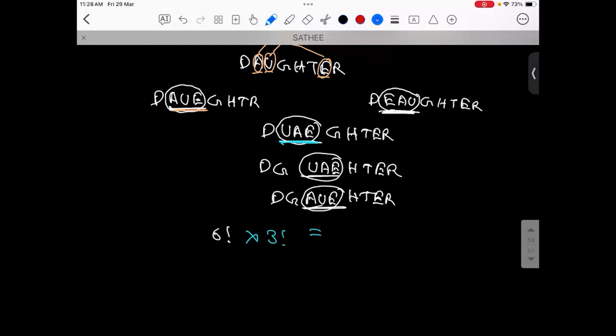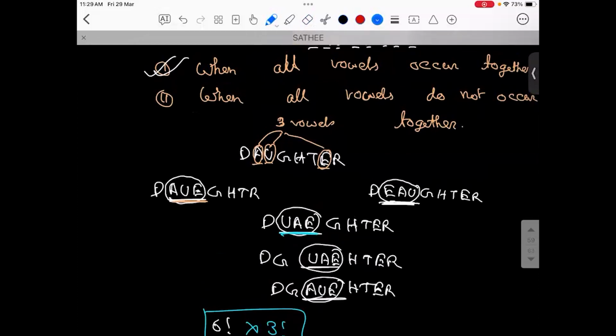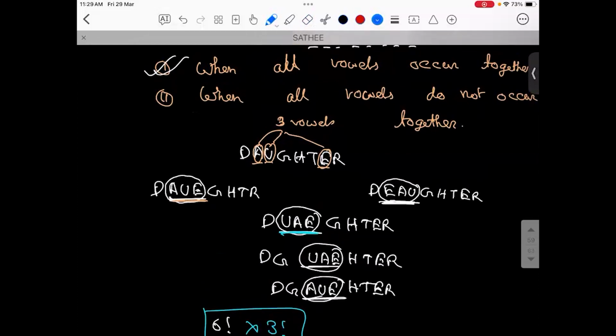I am not calculating the actual value, but you can calculate it from here. So this is the exact number of cases when all vowels occur together. Now, what about the second case, when all vowels do not occur together?